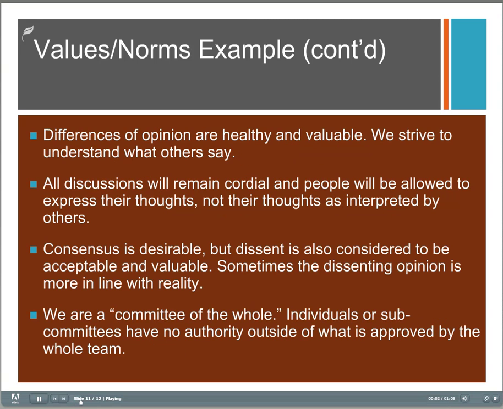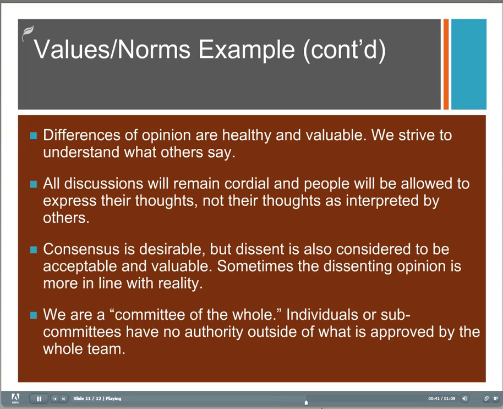Here are some norms that deal with how people work together in meetings, how they handle disagreements and dissent. I think it needs to be real clear that people are going to remain cordial, even though they might disagree. I think it's real important that people will be allowed to speak for themselves rather than somebody else speak for them or interpret what they're going to say. Sometimes we strive for consensus, but I think it should be very clear that dissent is okay, because sometimes it's the dissenter that really is closer to reality.